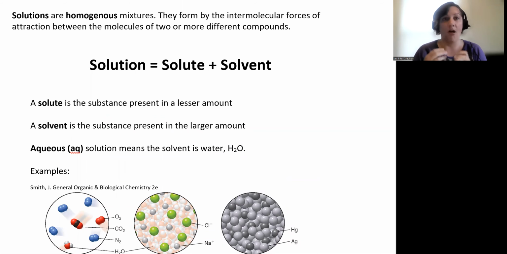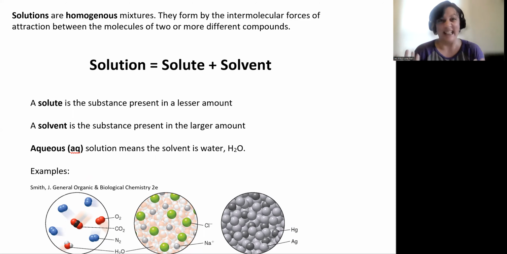All solutions are homogeneous mixtures. They form by intermolecular forces of attraction between molecules of two or more different compounds. And those intermolecular forces we'll see are going to need to be similar. So a solution is defined as two things coming together at least, a solute and a solvent. Now, this just means we're combining at least two things into one thing, and our solute is going to be whichever one of those substances we have less of. And our solvent is going to be whichever one of those two substances or more that we have the most of.